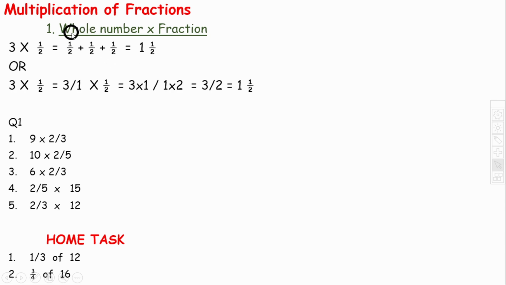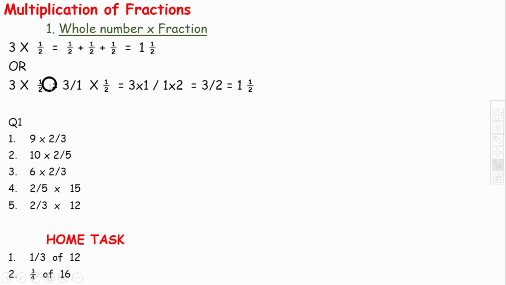First, I want us to concentrate on fractions multiplied by whole numbers. So, for example, 3, which is a whole number, multiplied by a fraction, half. 3 times half is like having 3 halves. That is half plus half plus half, which is equal to 1.5.